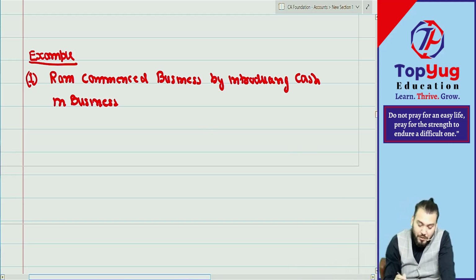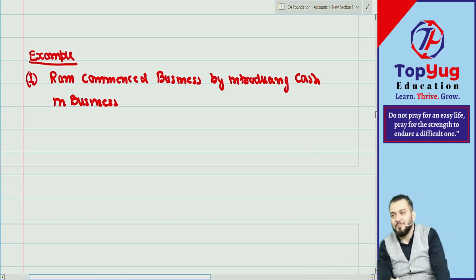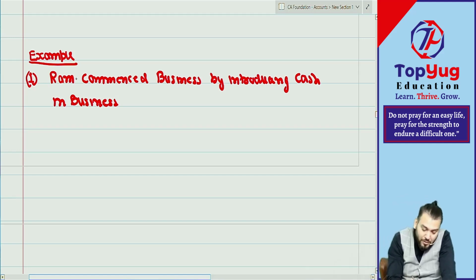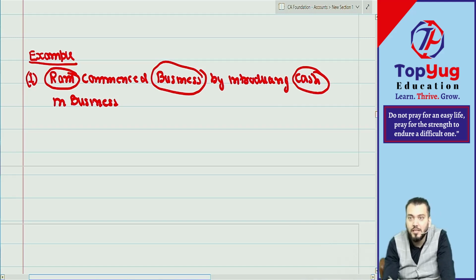Will that work? Now tell me. First, we need to find out two aspects. So from this, look, Ram is one aspect. Can you say this business is one aspect and cash is one aspect? Oh, there are three aspects.